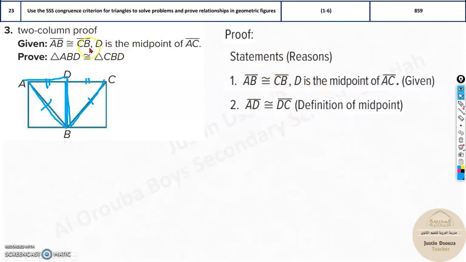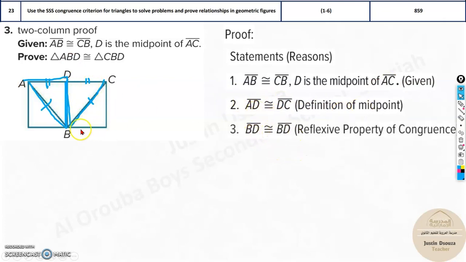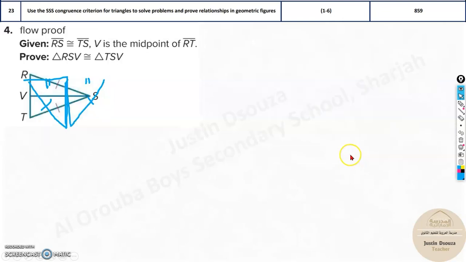So that needs to be written. AB and CB, whatever is given first, write it. So right over here, AD and DC, that is the definition of midpoint. From the midpoint theorem it's given. And then from the reflexive property, we have BD equal. So all the three sides are equal. That means we have the SSS postulate.